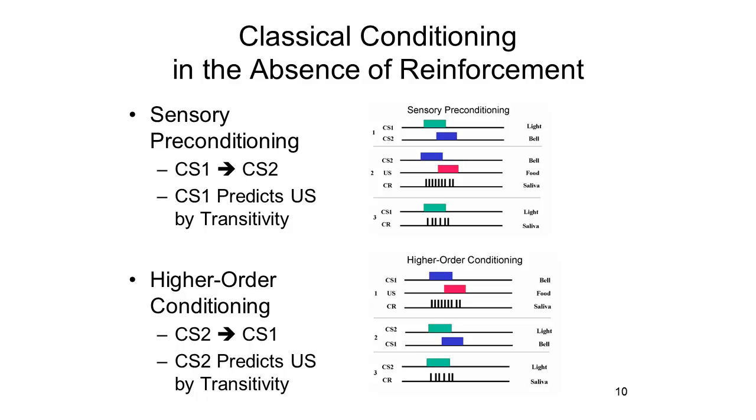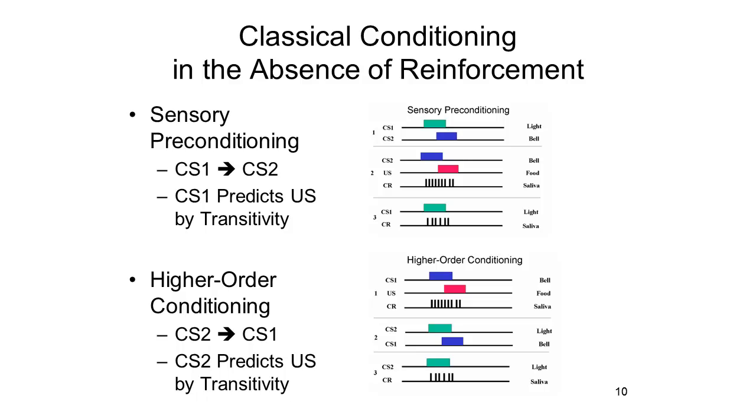In sensory preconditioning, the CS1 elicits a conditioned response even though it's never been paired with the unconditioned stimulus. The CS1 elicits a conditioned response just because it's been paired with the CS2, which has been paired with the unconditioned stimulus. But the animal has learned to associate the CS1 with the CS2, even though that particular association has never been reinforced. What the animal learned is not just that the CS2 predicts the unconditioned stimulus, but that the CS1 predicts the unconditioned stimulus as well by transitivity. The CS2 predicts the US, CS1 predicts CS2. Therefore, by transitivity, CS1 predicts the US.